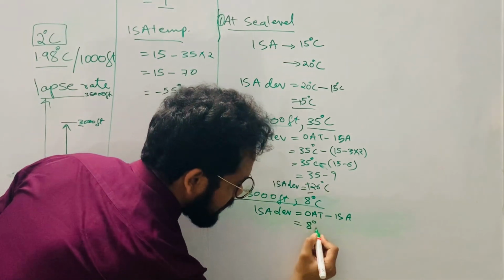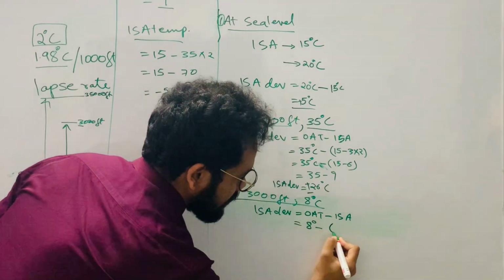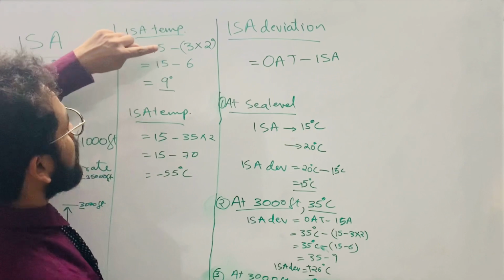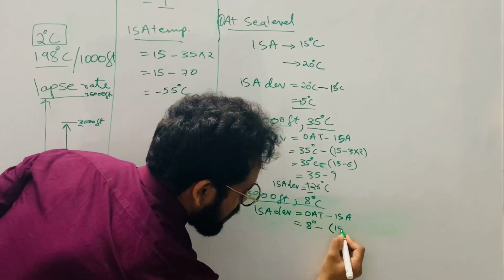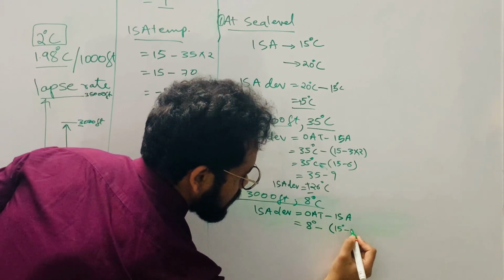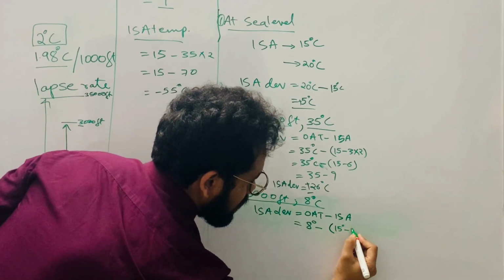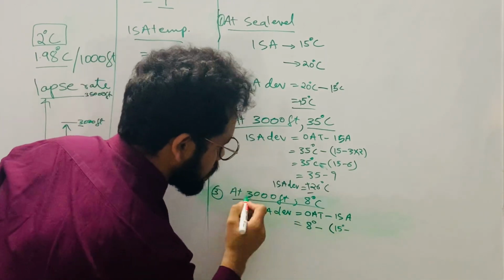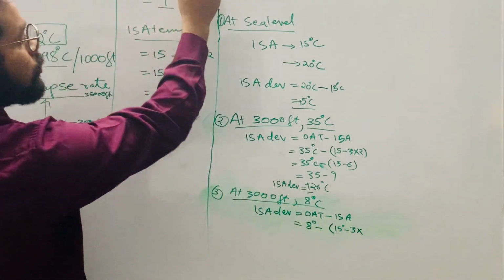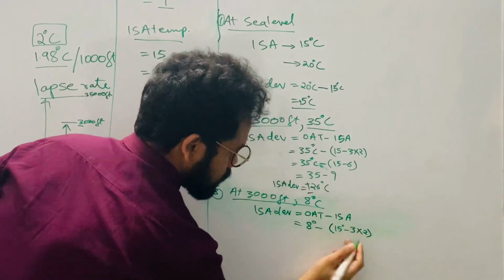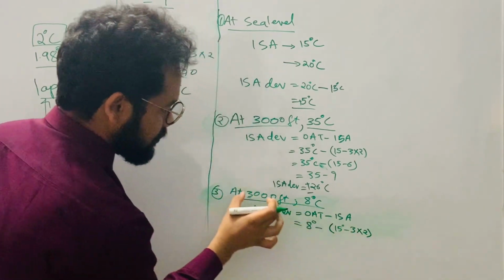OAT I have written, minus I am copying it here instead of ISA. The formula of ISA I have taught you here. So what is the formula? It is 15 degrees Celsius minus this 3, because you have 3000 feet, multiplied by the lapse rate, which is 2. So this is the formula for calculating the ISA at 3000 feet, right?